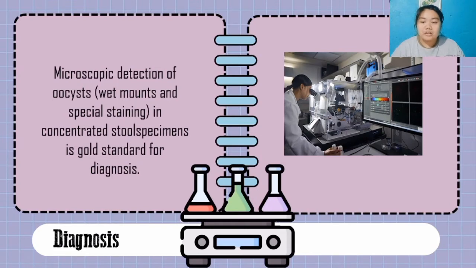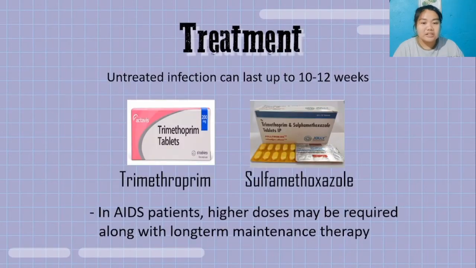Microscopic detection of the oocysts, using wet mounts and special staining in concentrated stool specimens, is the gold standard for diagnosis. Both wet mounts and special stains, the modified acid-fast stain and modified trichrome stain, can be used to visualize the oocysts. So next is the treatment.